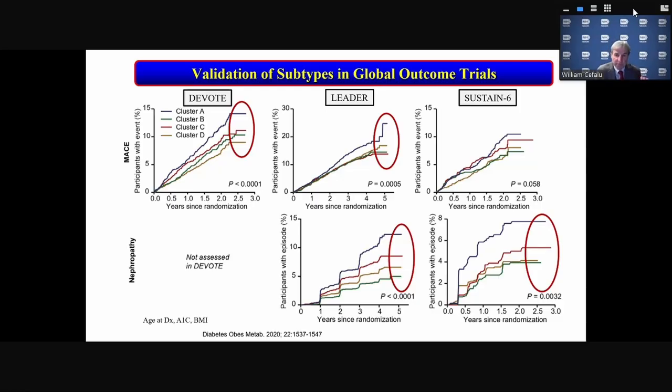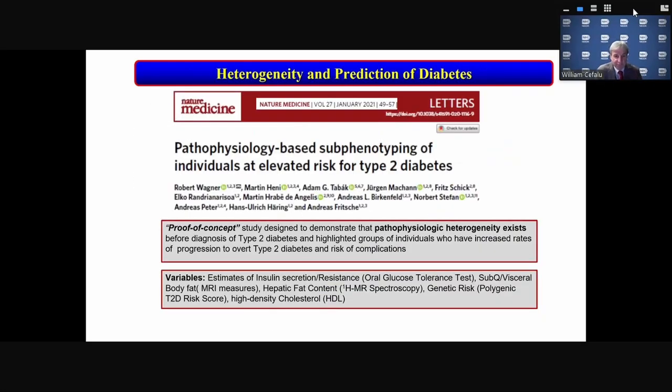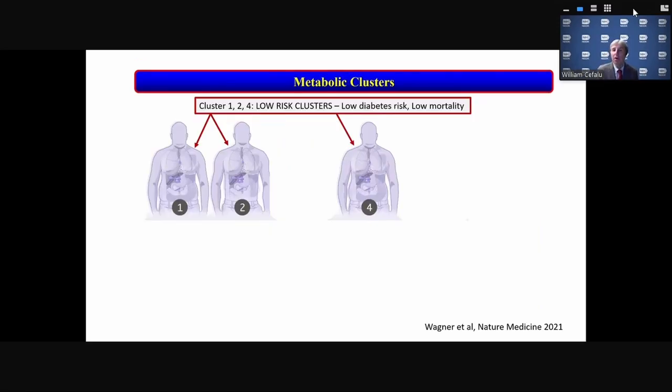Now, an interesting study from Robert Wagner's group suggested that you can begin to subtype even individuals at high risk. The variables that he used were estimates of secretion and resistance from the tolerance test, subcutaneous and visceral body fat measures, you've heard some of those parameters today, hepatic fat content, genetic risk, and HDL. I'm just going to summarize his results. He was able to show that in individuals at high risk, there were at least 3 low-risk clusters.